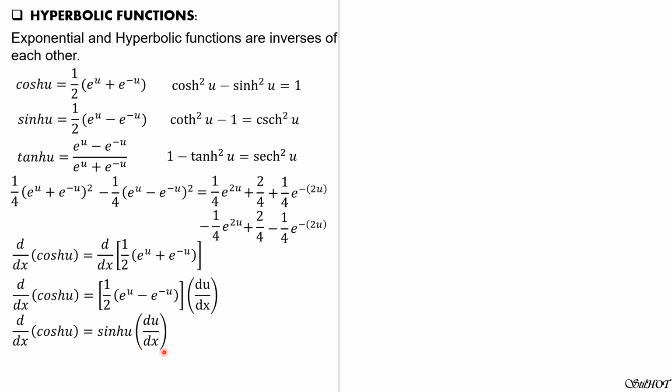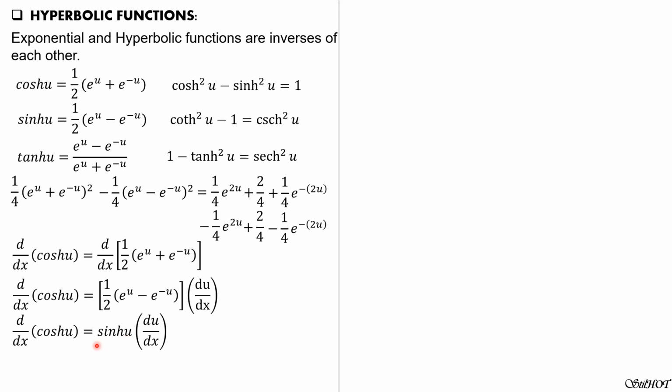Notice that in trigonometry, the derivative of cosine is negative sine. The derivative of cosine u is negative sine u du dx. But here, in hyperbolic functions, the sign changes. The derivative of cosine hyperbolic of u is positive sine hyperbolic of u du dx.